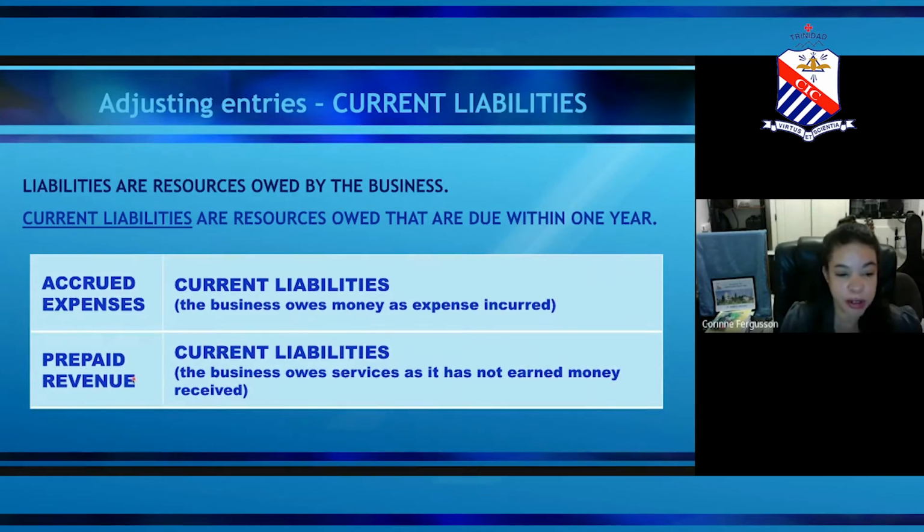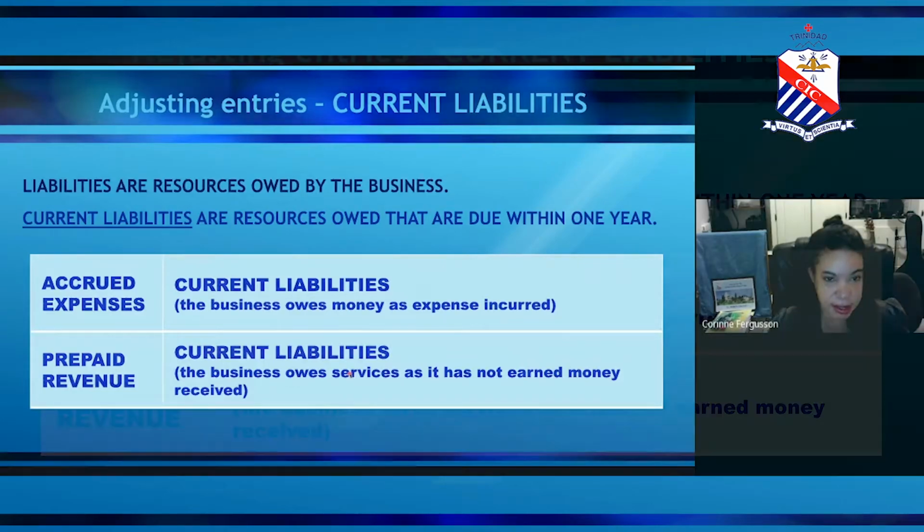And your prepaid revenue would be unearned revenue, which is a liability. It means that the business owes services as it has not earned that money received. They received that money already, but they have not earned it. And how do they earn it? They have to provide the service, so they owe you that service, right? So that will be a current liability in that case.